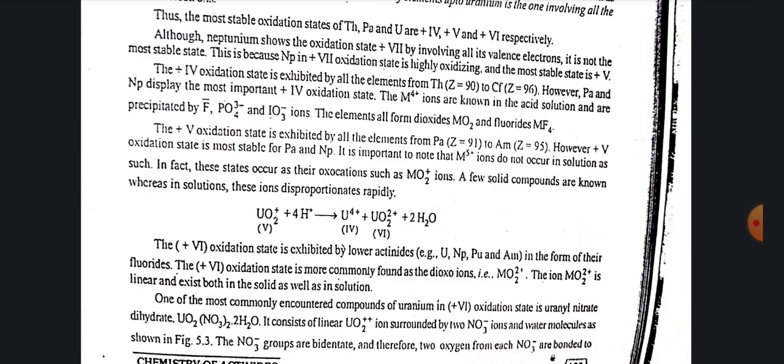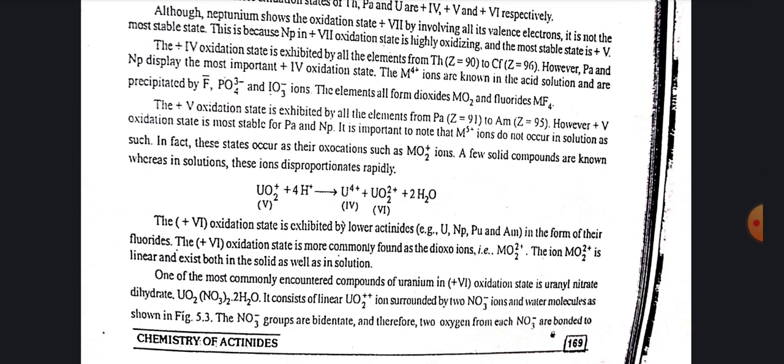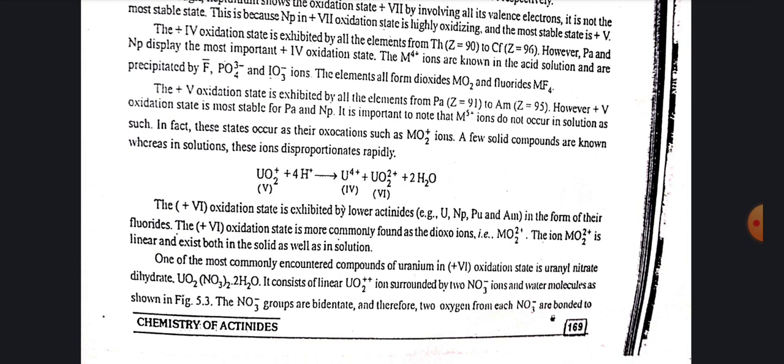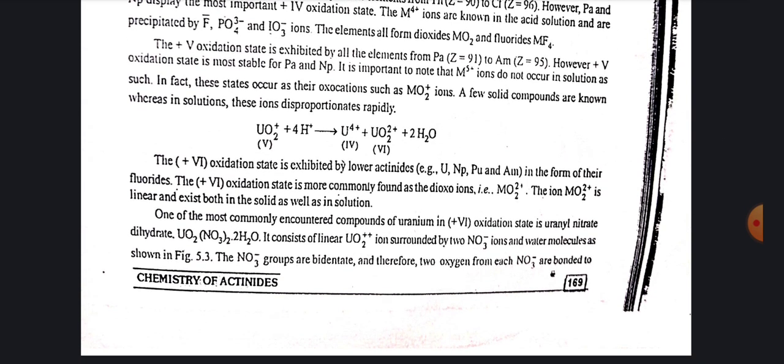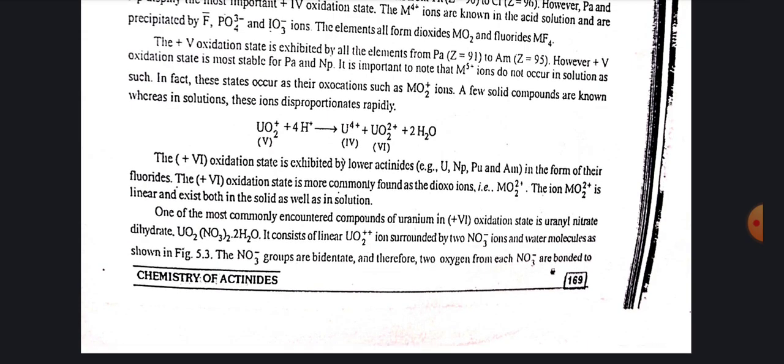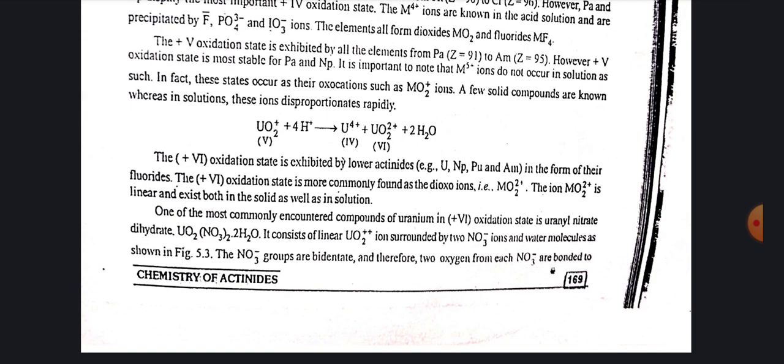The +4 oxidation state is exhibited by all the elements from Z equals 90 to Cf, Z equals 96. However, Pu and Np display the most important +4 oxidation state. The +5 oxidation state is exhibited by all the elements from 91 to 95. However, the +5 oxidation state is most stable for Pa and Np. It is important to note that M5+ ions do not occur in solution.